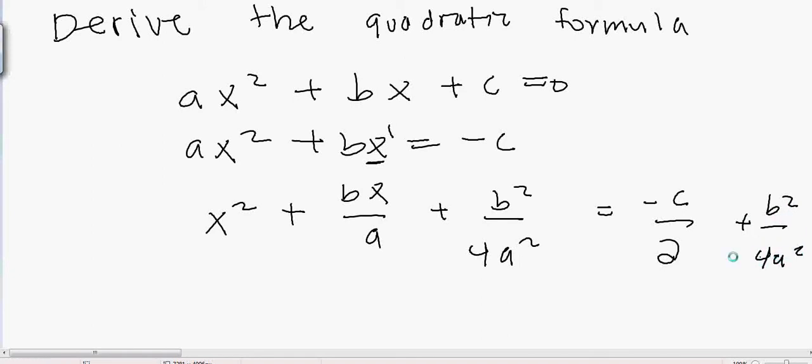Now the reason why everything's over a is because in order for completing the square to work, the coefficient must be 1. So I divided everything by a, and then divided b over a multiplied by 1/2 and squared it, so you get b squared over 4a squared and add to both sides. So you get x squared plus bx over a plus b squared over 4a squared equals negative c over a plus b squared over 4a squared.